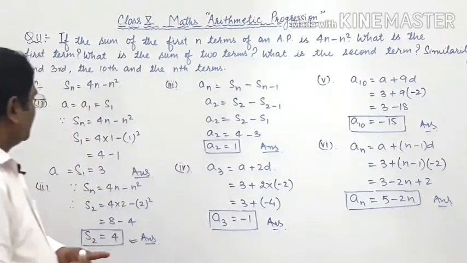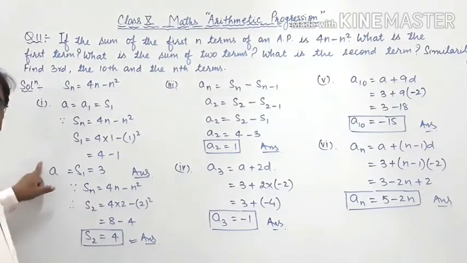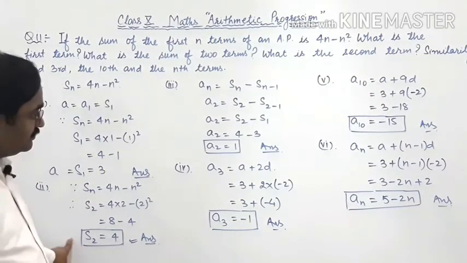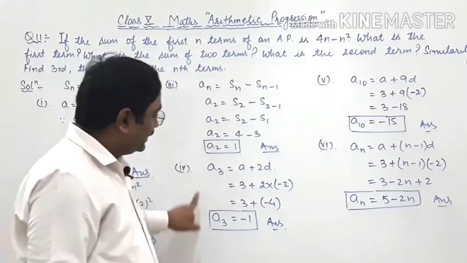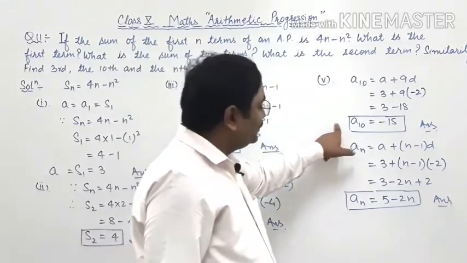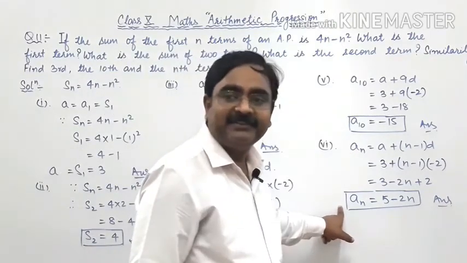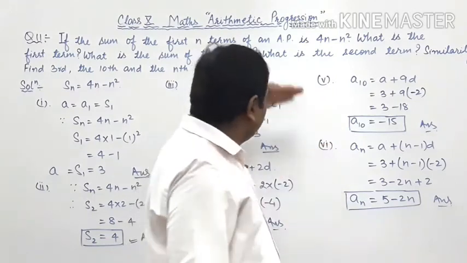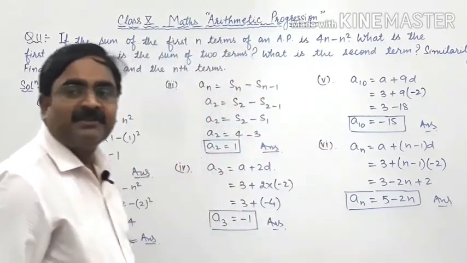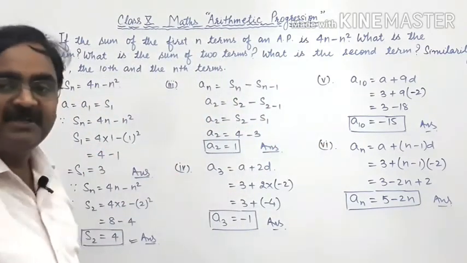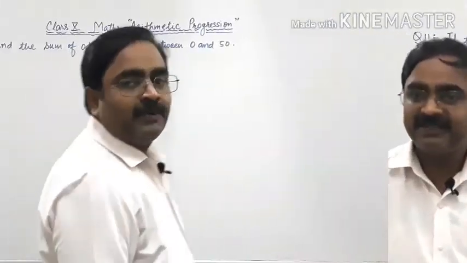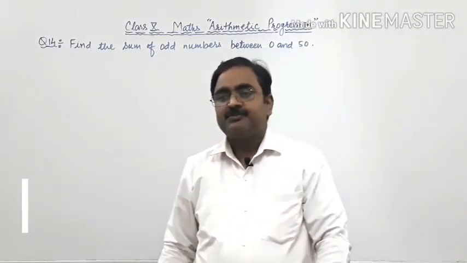So, these are the answers of this question. It was the first term, it is the sum of the first two terms, it is the second term, it is the third term, it is the 10th term, and this is the nth term. There are so many parts carrying marks in this question and we have solved them, right? Okay friends, see the next question.